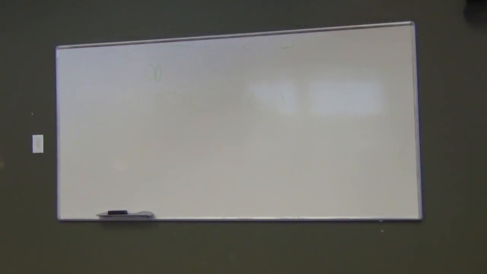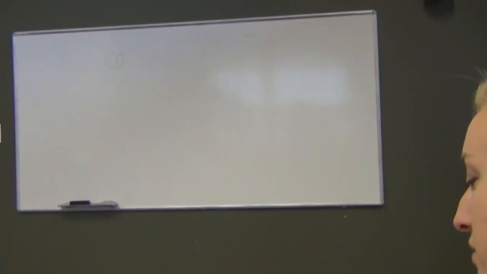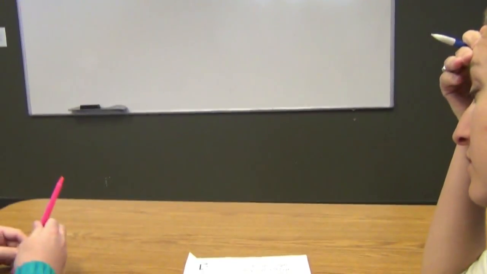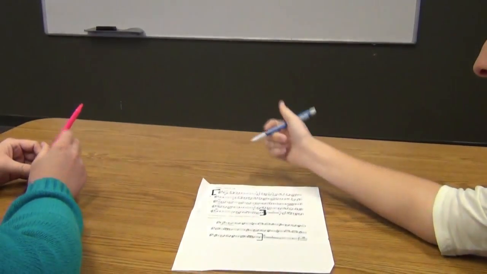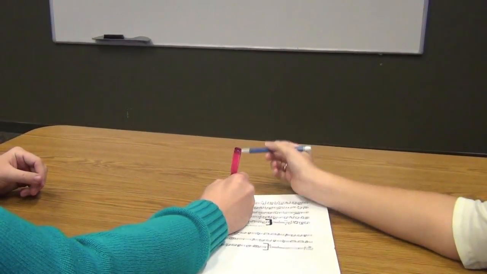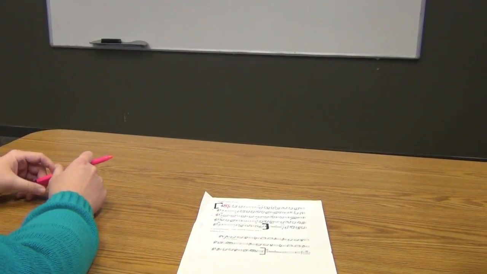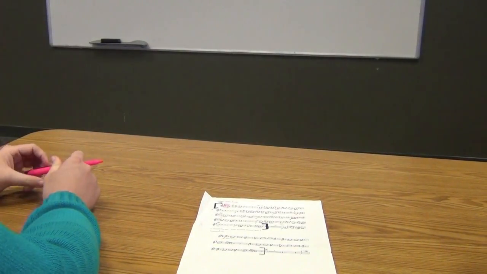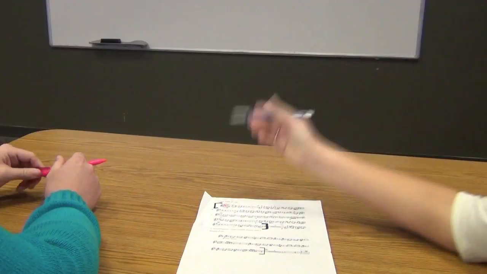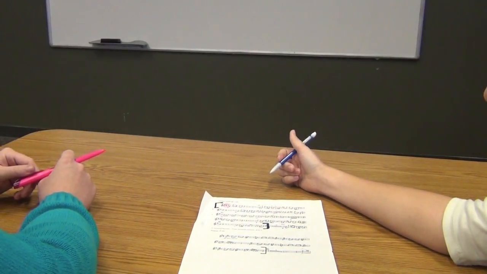Okay, so let me write it down because I forget. STARS. Okay, so S was signatures. Yeah. Wait, which one are we doing, the top one? Yeah. So we need to circle the key signature, and then you said the time signature. Yeah. And then T was tempo, not time. So that would be that one.